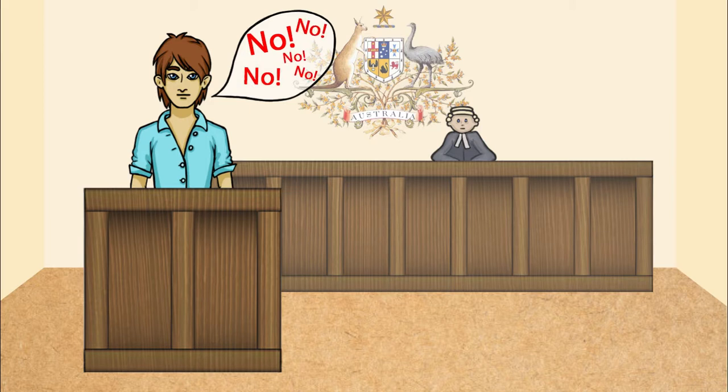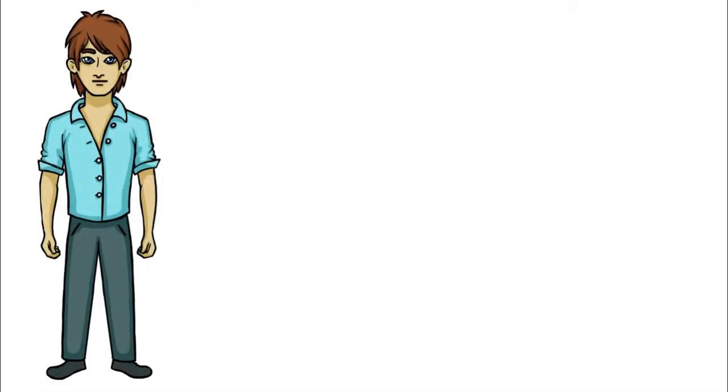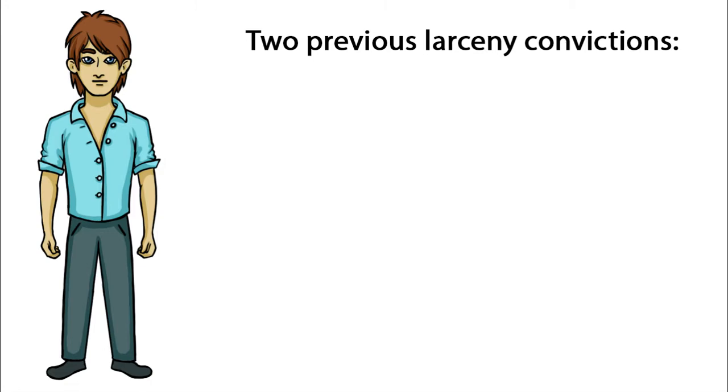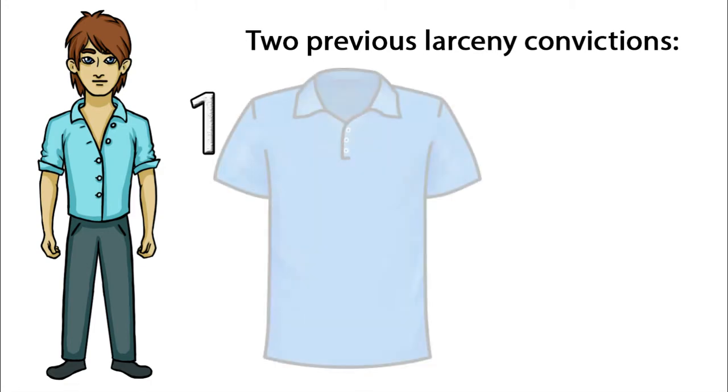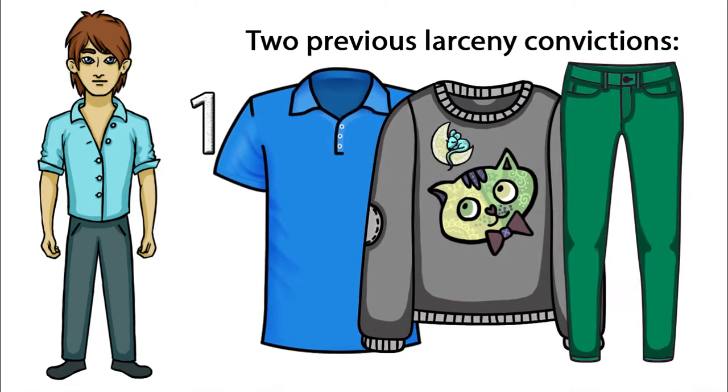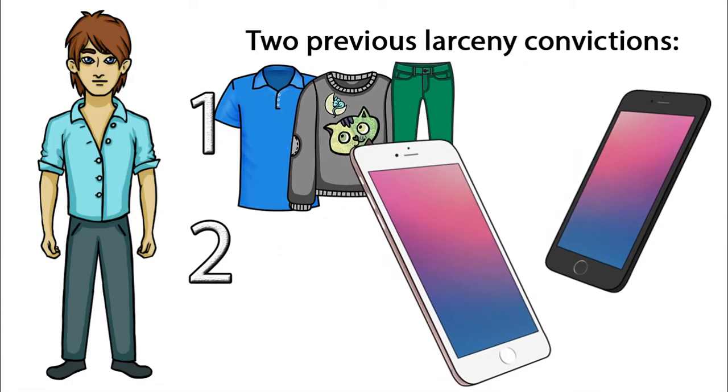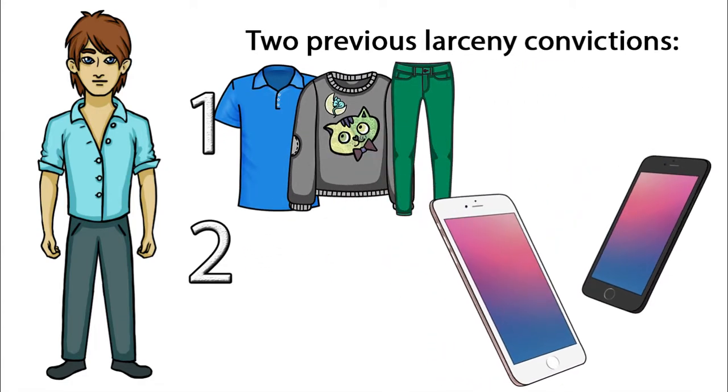Apart from the evidence surrounding the circumstances in which the breaking and entering occurred, there is additional evidence that the Crown wishes to adduce at trial. Unfortunately for Patrick, he has 2 previous larceny convictions: 1 for stealing clothing from a shopping centre, and 2 for stealing mobile phones from the same shopping centre.